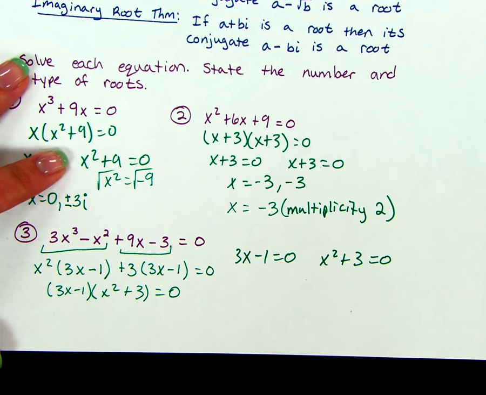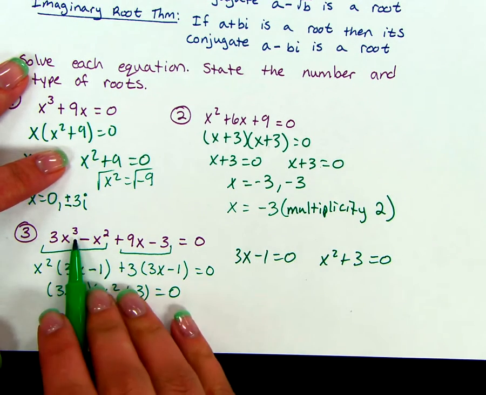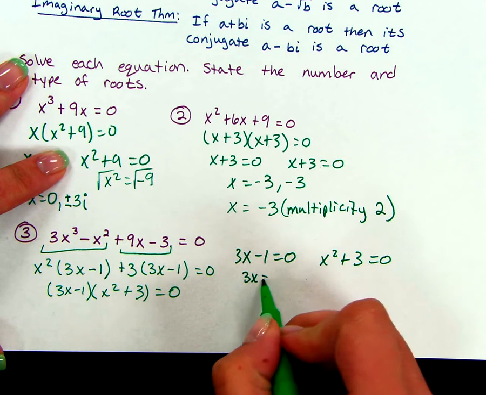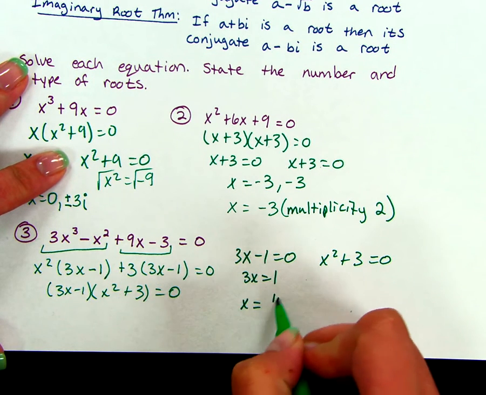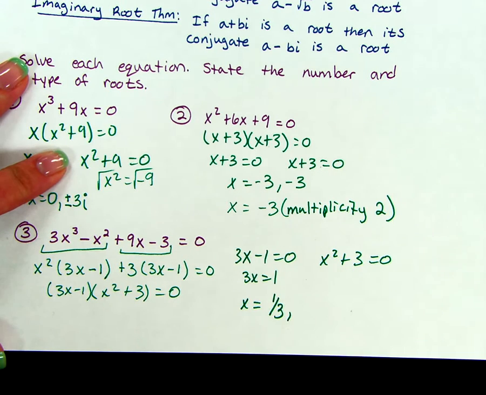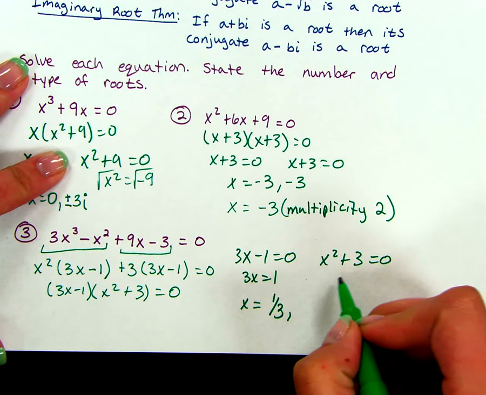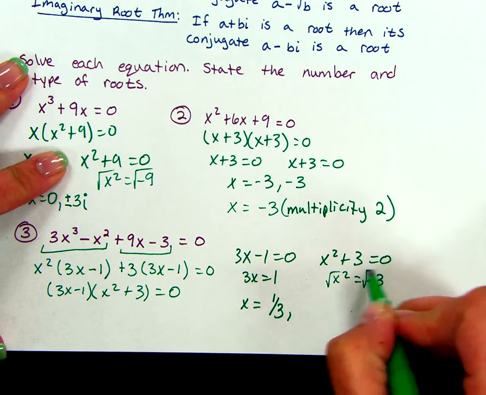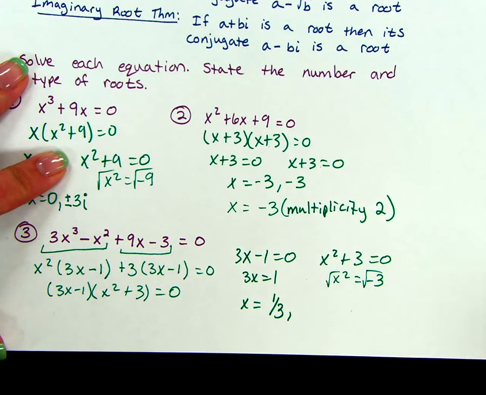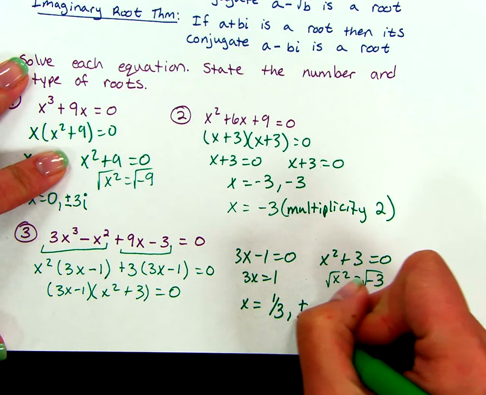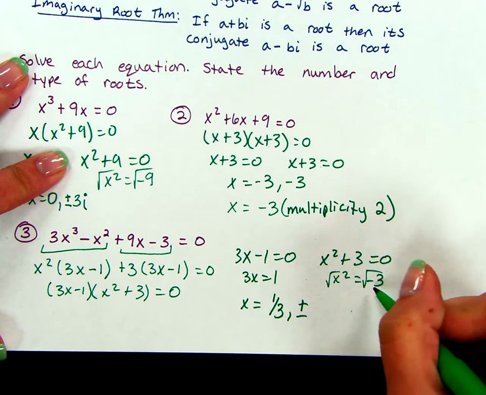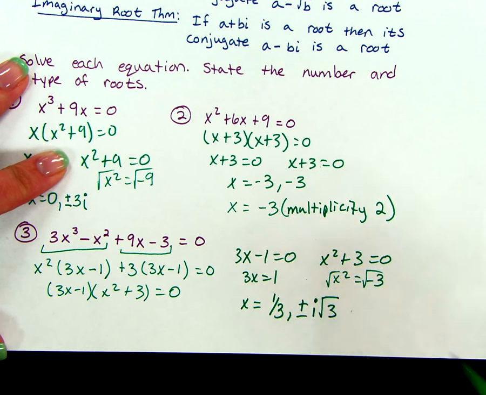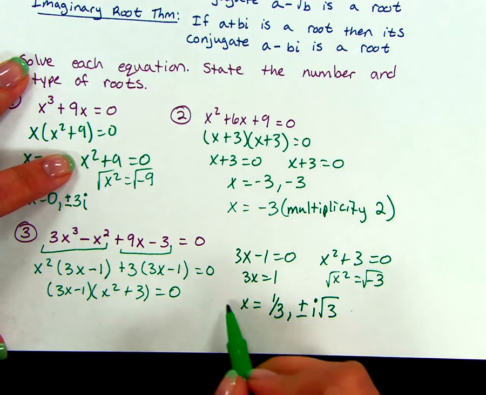So when we're done, we should expect to have 3 answers. For this one we're going to add the 1, and then divide by 3. So 1/3 is our first answer. Here we're going to subtract, so x squared equals negative 3, and then take the square root of each side. Again, because we're taking a square root, we're going to have a positive and a negative. Since we have a negative in the radical, we have an i, and then we can't simplify the square root of 3, so that's just going to be our answer.